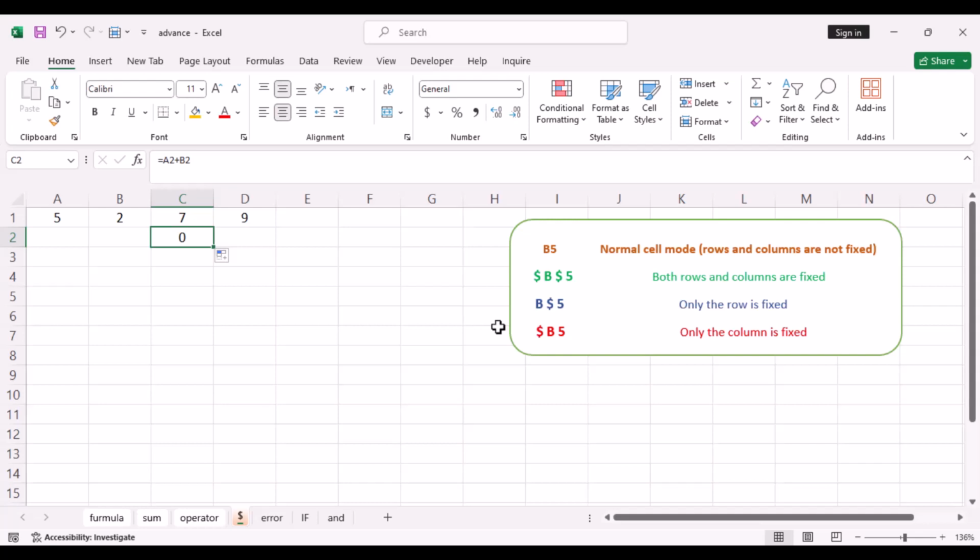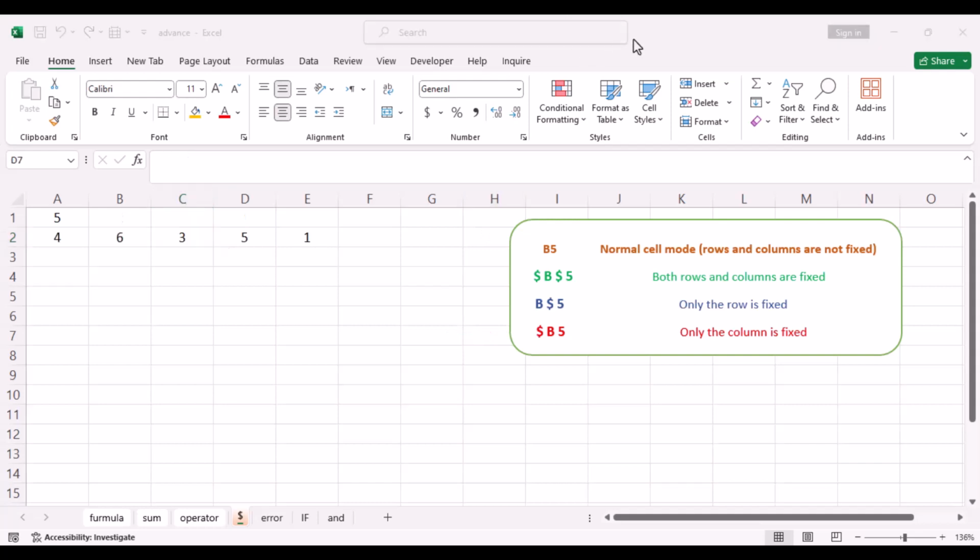The character in front of the $ sign is fixed. Always remember this point. In $B$5, the $ sign is before the letter and number, so both the row and column of this cell are fixed. In B$5, the $ sign is before the number, which means that the row of this cell is fixed. And in $B5, the $ sign is before the letter, so the column of the cell is fixed.